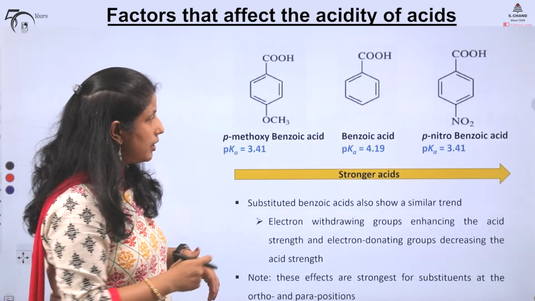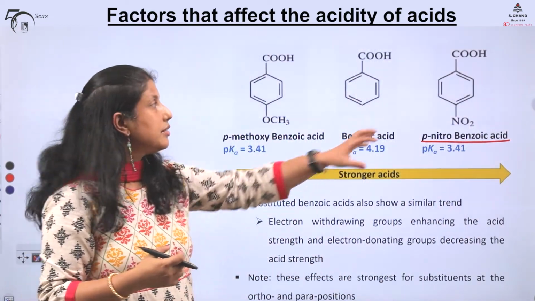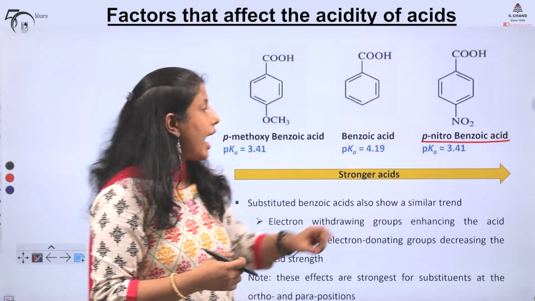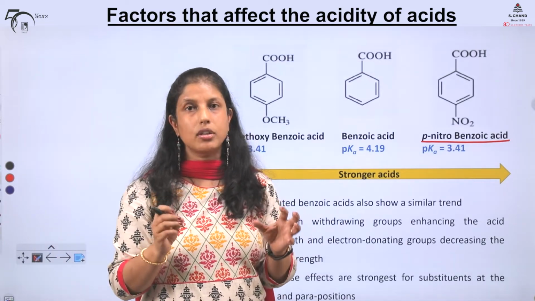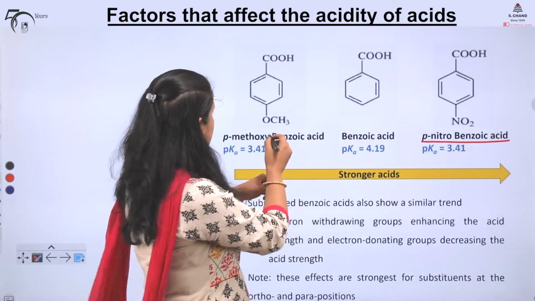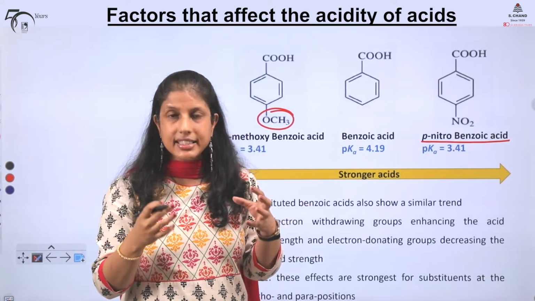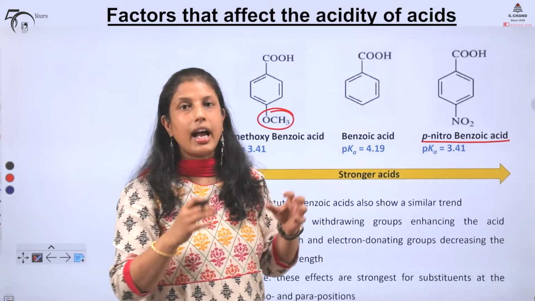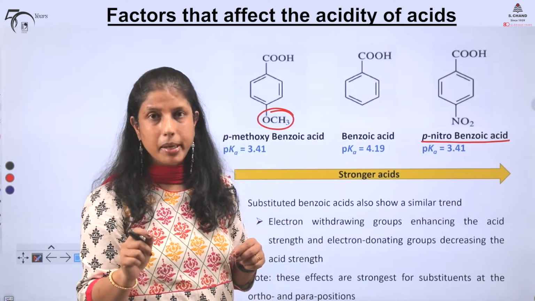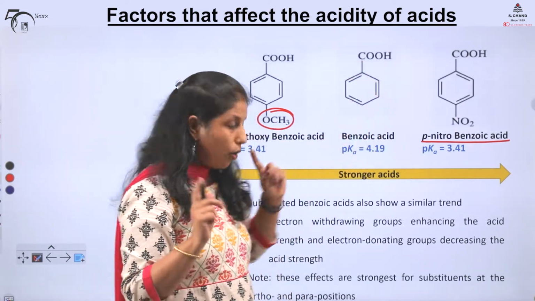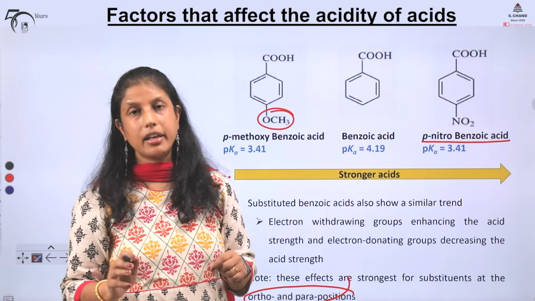So, for example, electron withdrawing groups will again stabilize the resulting carboxylate ion, and therefore para-nitrobenzoic acid is going to be a much stronger acid, whereas electron donating groups like a methoxy group would destabilize the carboxylate ion, making the molecule less acidic in nature. And always remember that these effects are always going to be the most at the ortho and the para positions.